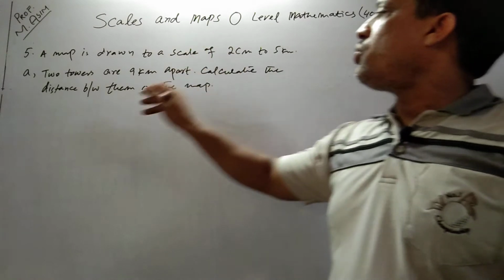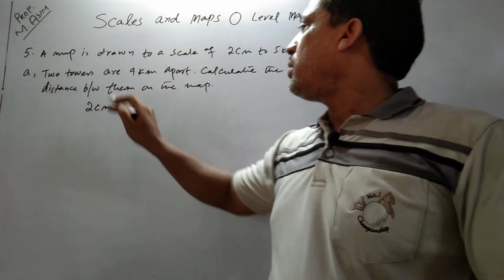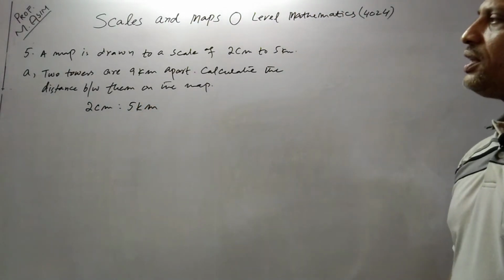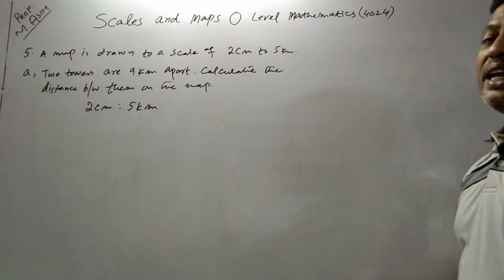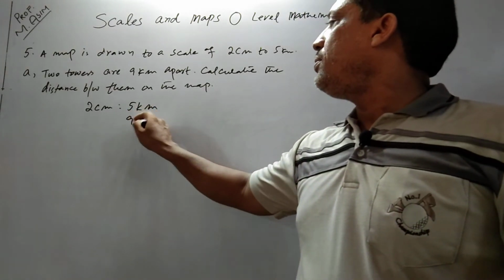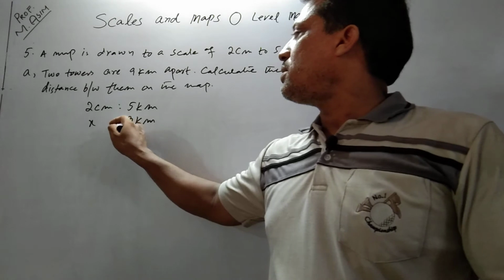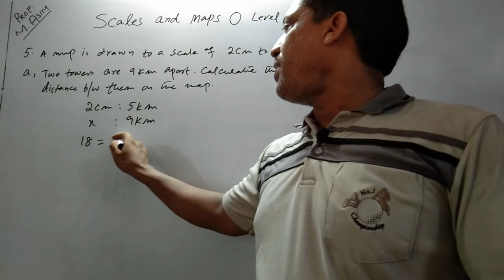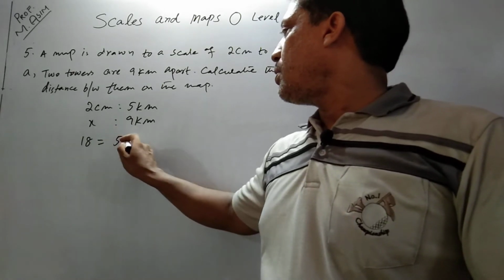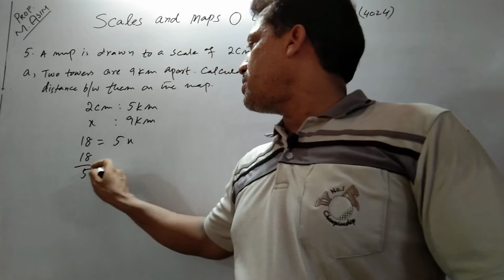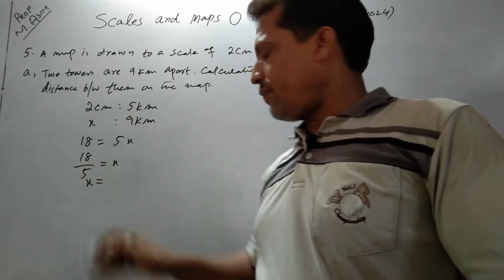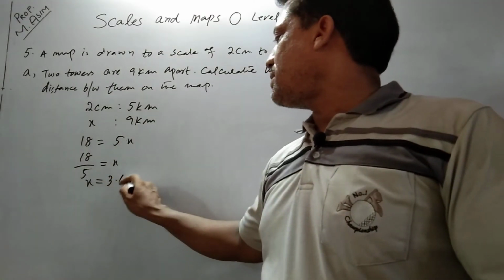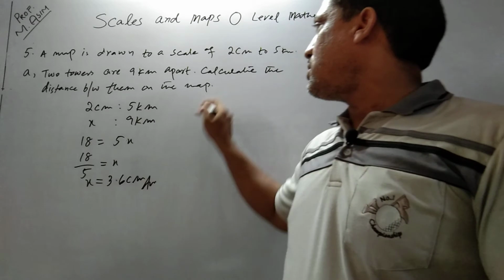What scale is given? 2 centimeter to 5 kilometer. And the question is, the two towers are 9 kilometers apart. So this is the actual value and this is x. Cross multiply. 9 by 2 is 18. X by 5 is 5x. Then 18 upon 5 is equal to x. Then x is equal to 18 upon 5, which is 3.6 centimeters. This is our answer of part A.